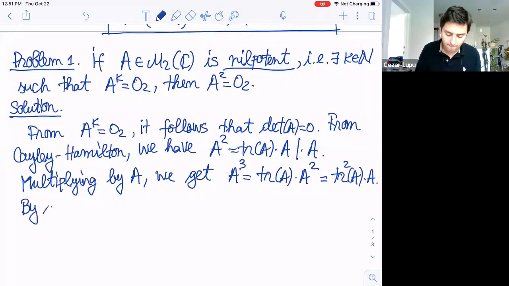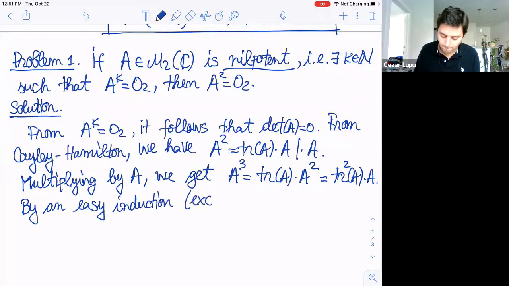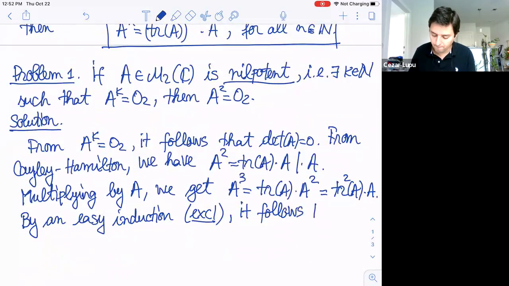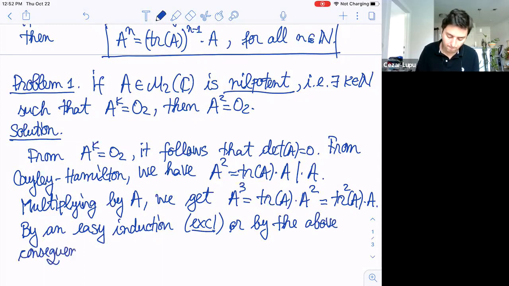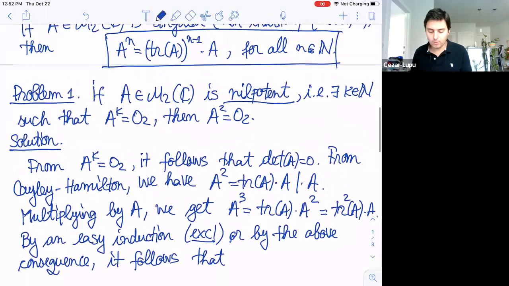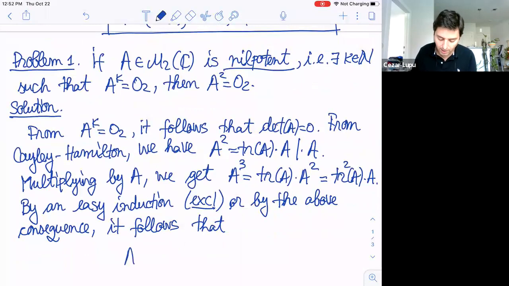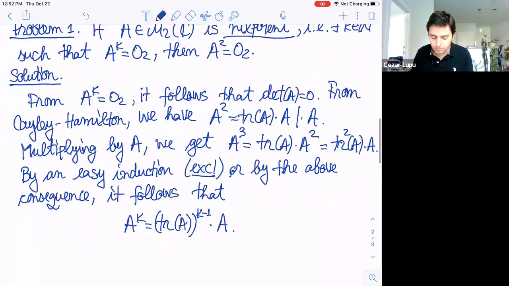And by an easy induction, and I'll leave this to you as an exercise, it follows that, by the above consequence, A to the power, well, I wouldn't go to A to the power n, but I will go to A to the power k is nothing other than just the trace of A, everything to the power k minus 1, times A. But I know that this guy is O2.